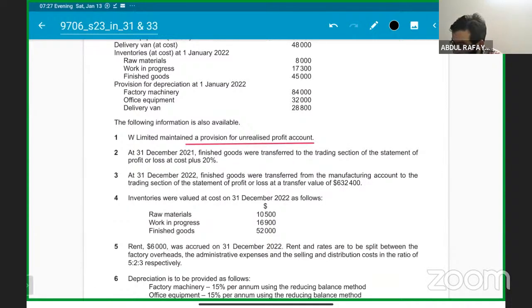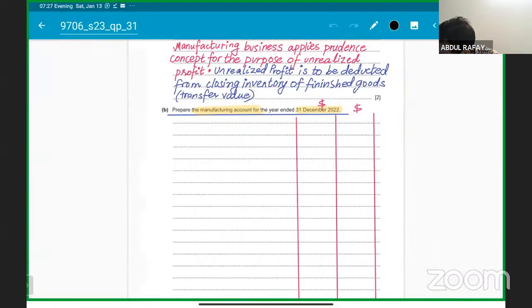So we're always going to start with the opening inventory of raw materials at $8,000, okay, so it will be $8,000. That is inventory of raw materials at 1st Jan 2022, okay? Getting it clear? So opening inventory of raw materials at 1st Jan 2022.